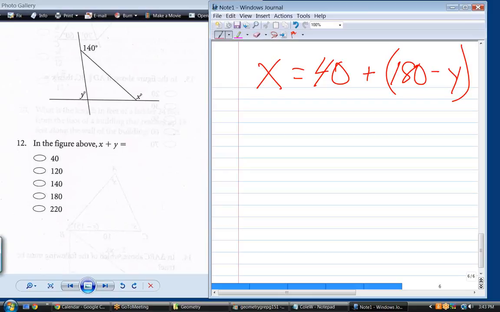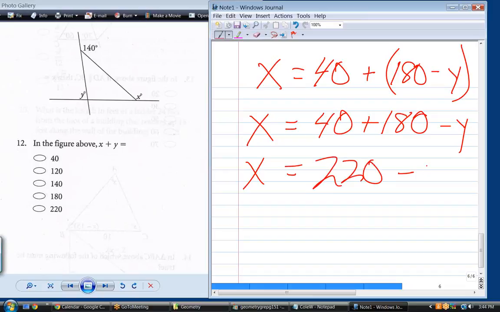What's the next step to solve for x plus y? Well, let's get rid of those parentheses. What do I have when I get rid of the parentheses? 40 plus 180 minus y. Well, I can combine the 40 and the 180. 220. Now, how am I going to solve for x plus y? Add the y. There you go. X plus y equals 220. No matter how I draw this thing, as long as I make that angle 140 degrees, then x plus y is going to always equal 220.